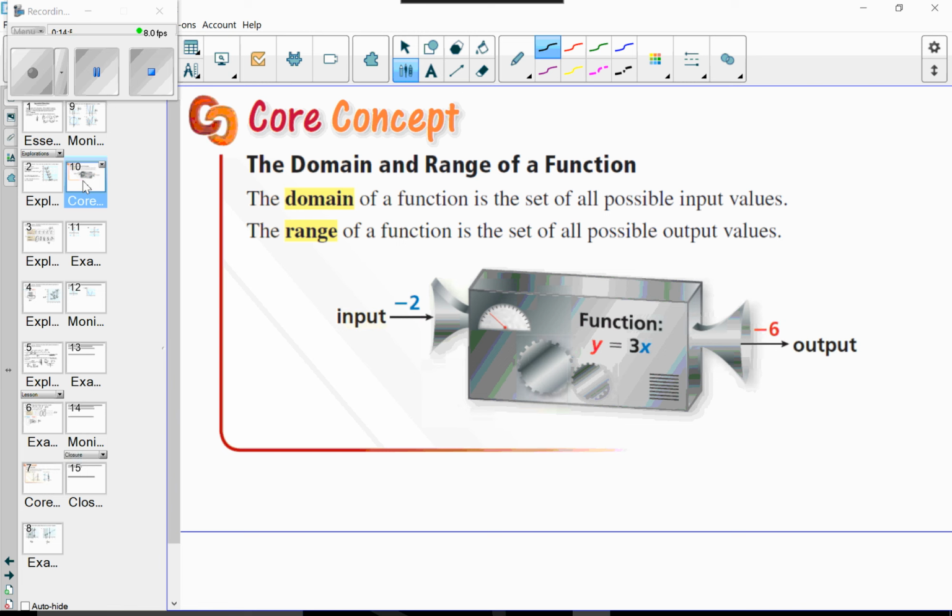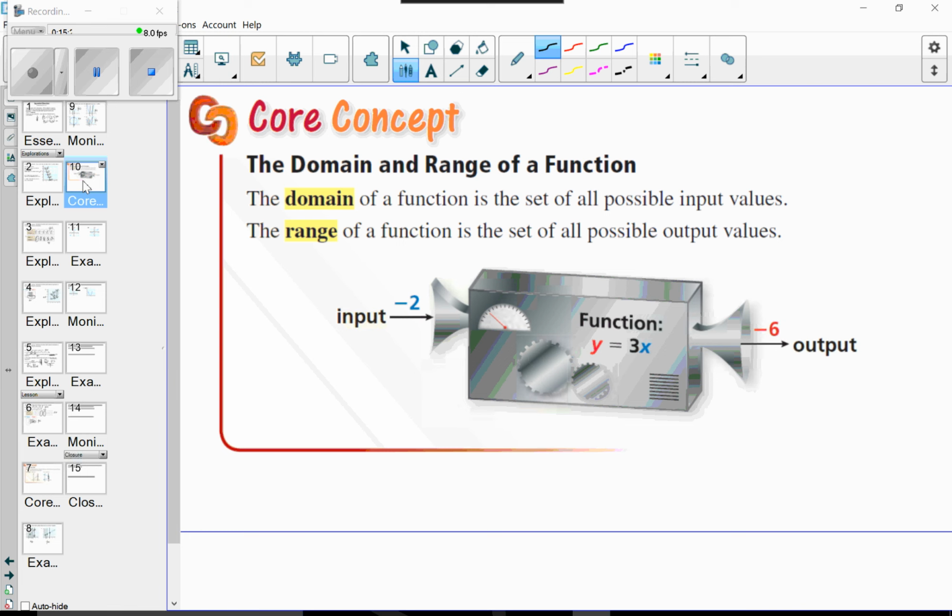Okay, this kind of looks like almost like a machine, a camera. You put something in and it spits something out. So what we call the numbers that you put in, the input, are also called the domain of the function. The domain are all the x values. All the inputs represent the domain. The range is all what it spits out, your output. What you get out of something, a function, that's called the range. So the x values of what you put in are the domain. The y values of what you get out of it are the range.